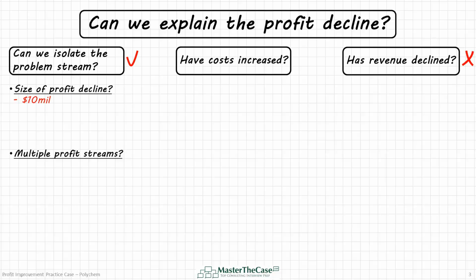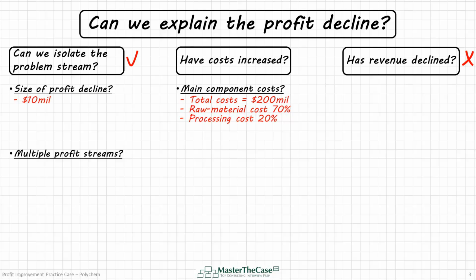Next, I want to identify the main component costs. Do we have data on the client's total costs and how they are segmented? Total costs are $200 million with three main components. Raw material cost, 70% of total, processing cost, 20%, and labor cost, 10%. Interesting. Raw material cost is the dominant component with 70% of the total. That's worth highlighting for further prioritization.